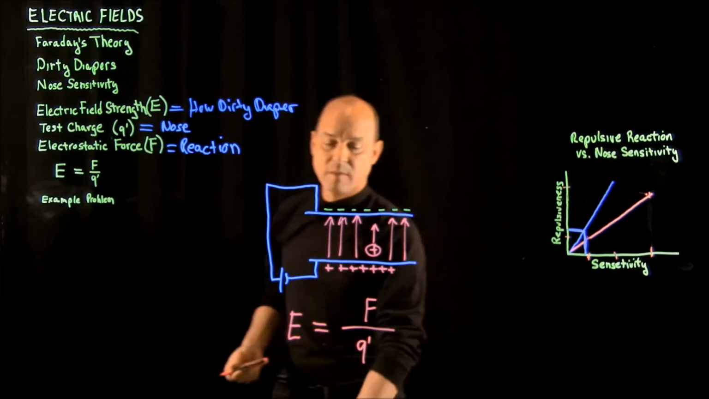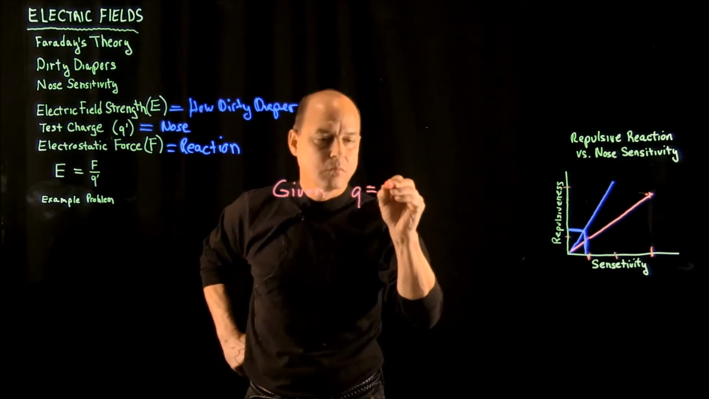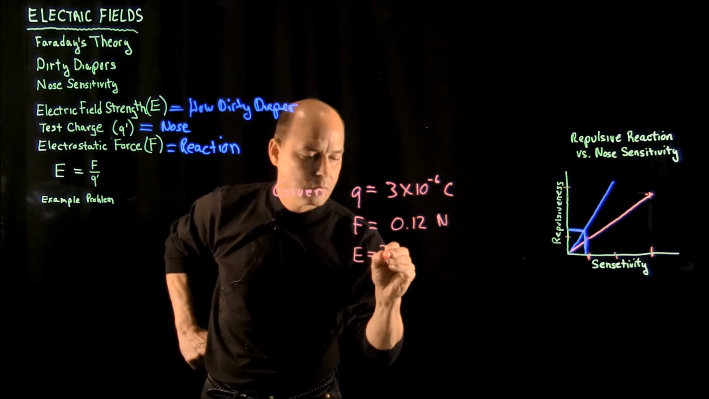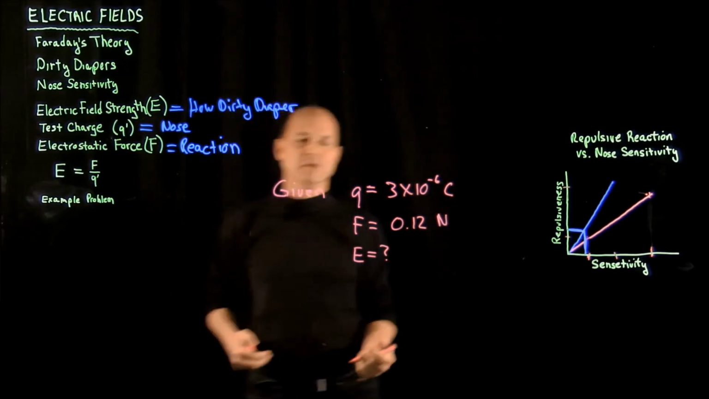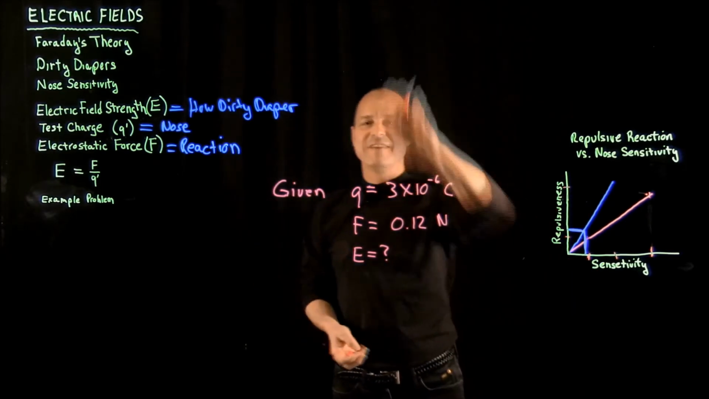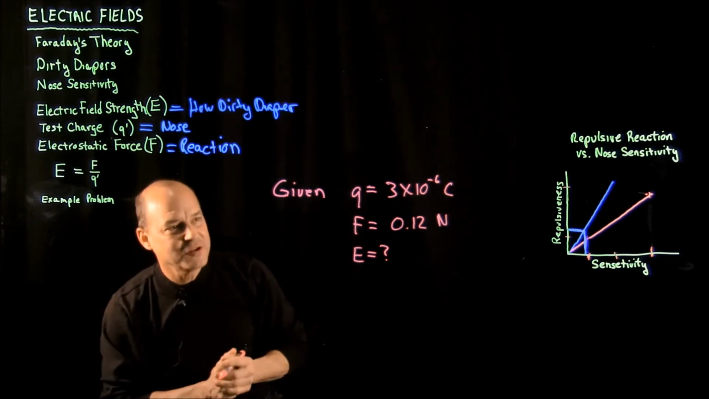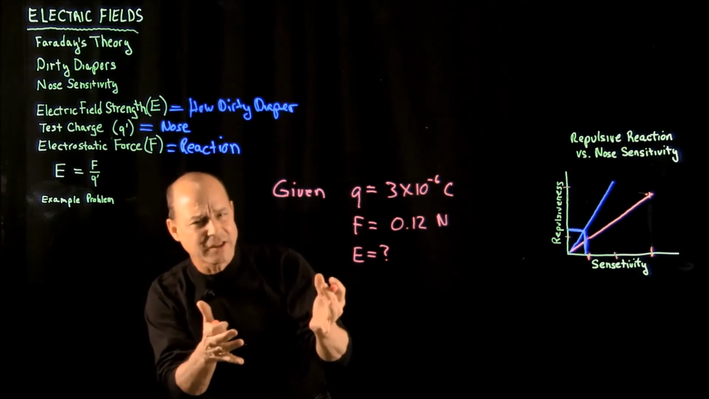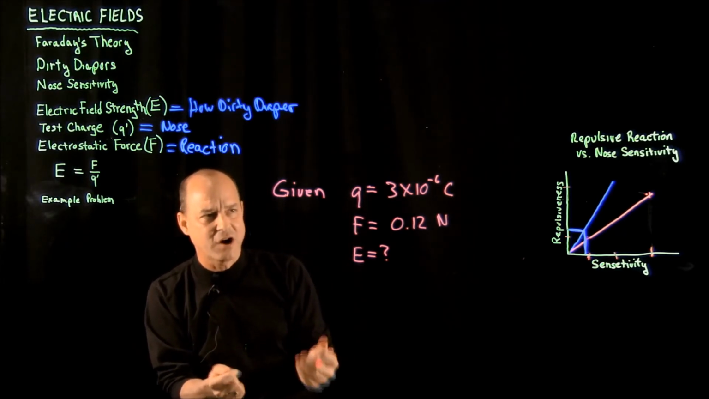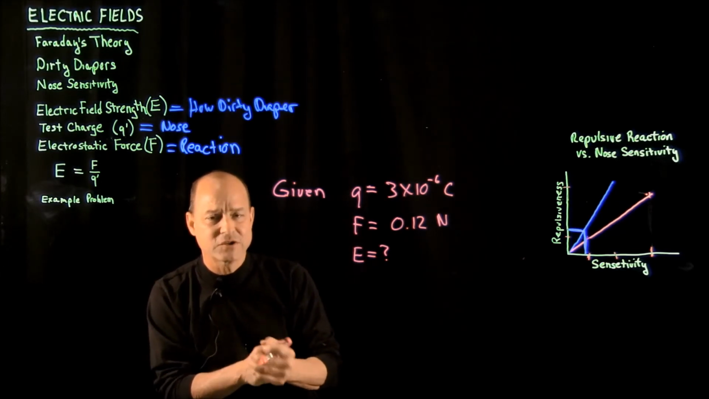Let's do an example problem. All right, suppose on a quiz or something, I've given you a problem on the test and I say calculate the electric field force for a given test charge. And the charge on the test charge was 3 microcoulombs and the force on the charge was 0.12 newtons. Could you do that?